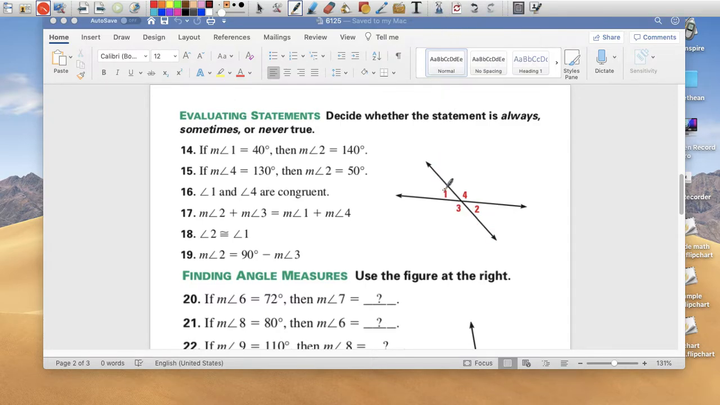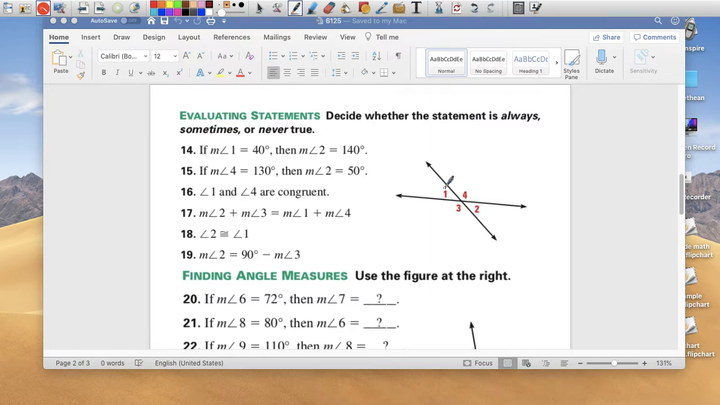Are angle 1 and 4 congruent, meaning are these two angles the same value? They're not. They're supplementary, so they're not the same value. Angle 2 plus angle 3, this angle plus this angle, are they the same as angle 1 plus angle 4? Yes, they are, because angle 2 plus angle 3 equals 180. And if I add 1 and 4, it also equals 180.